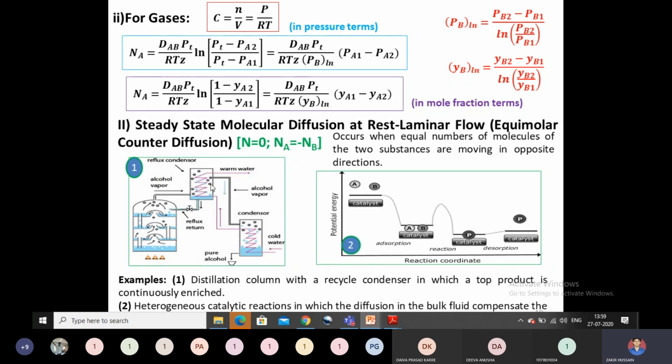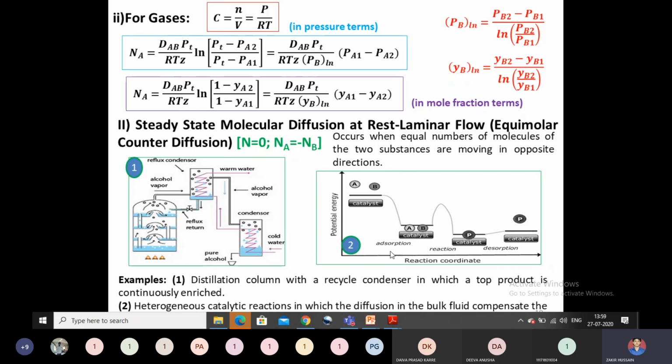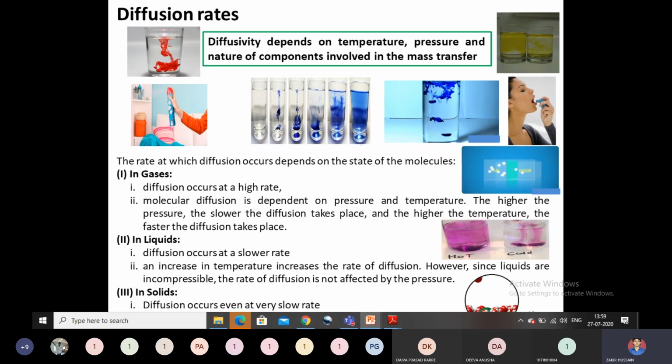The first example is diffusion with a recycled condenser. The next example is heterogeneous catalysis, in which A and B both are competing to adsorb on the surface of the catalyst. You can watch the previous videos for this one. These are the formulas we already derived; you can go through this one.